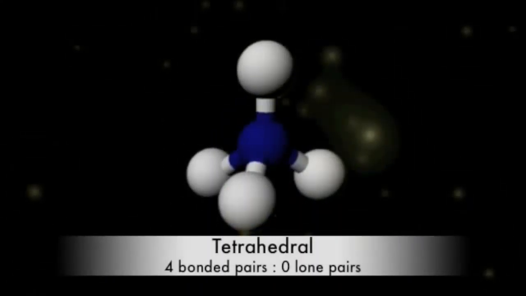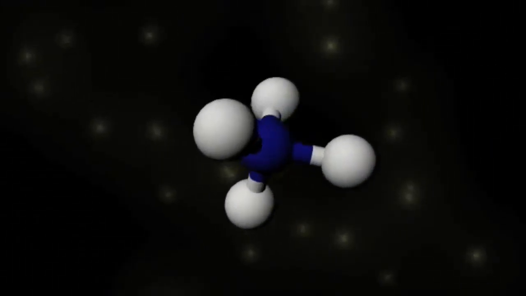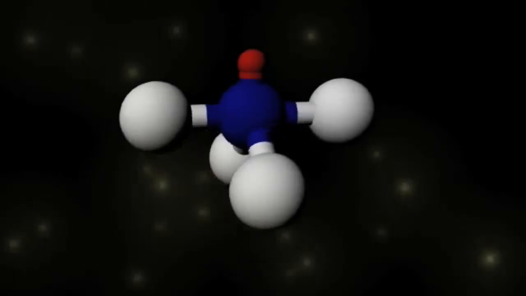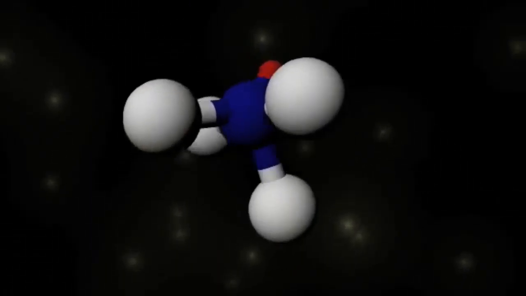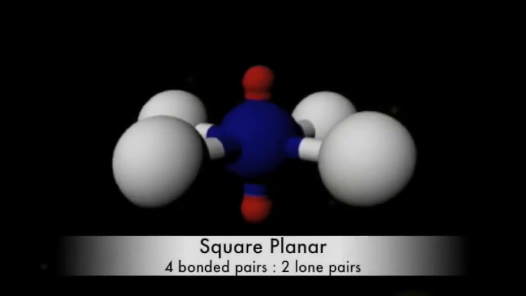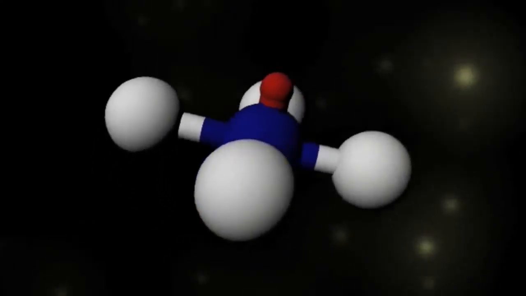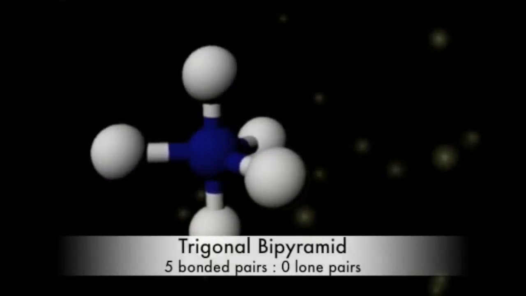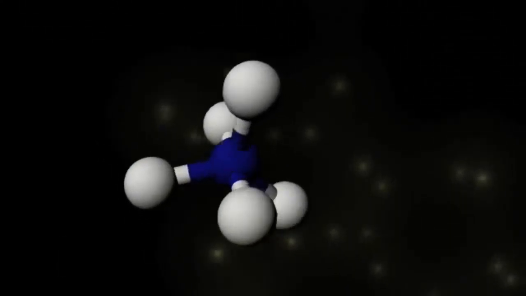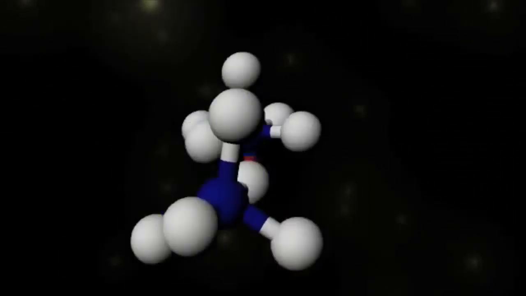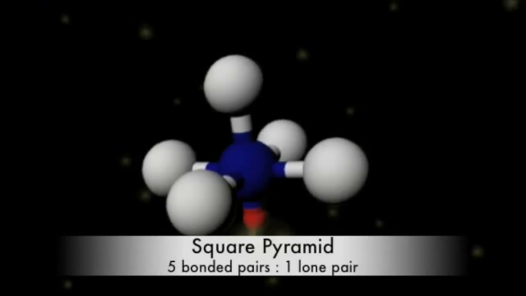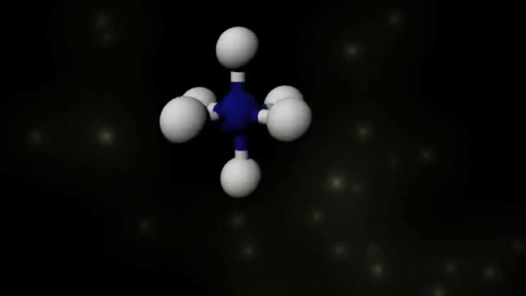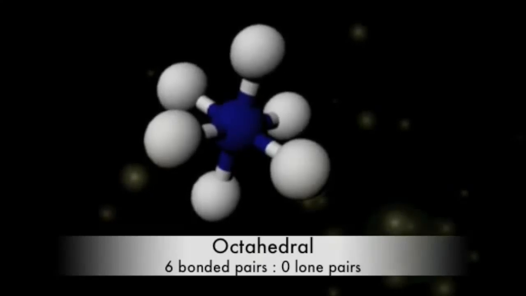4 bonds and 0 electron pairs is tetrahedral. 4 bonds and 1 electron pair is seesaw. 4 bonds and 2 electron pairs is square planar. 5 bonds and 0 electron pairs is trigonal bipyramidal. 5 bonds and 1 electron pair is square pyramidal. 6 bonds and 0 electron pairs is octahedral.